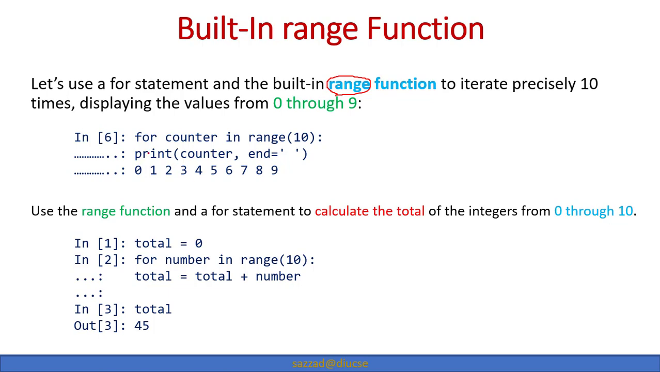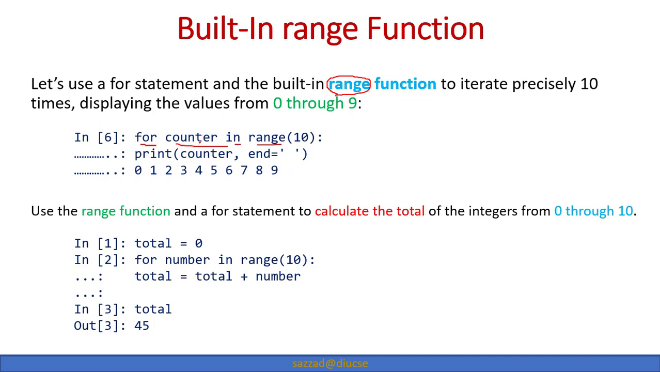So it works just like this. First of all, the for statement and a variable name, and then the range function. Inside the parentheses, we need to mention the range. If we say 10, then it will be counted as 0 to 9. If we say 11, then it will count from 0 to 10. Also, we can mention the lower bound and upper bound as well. We will see the example later.